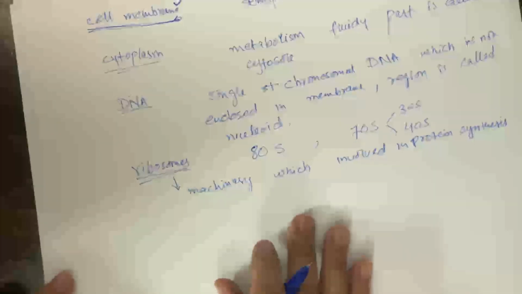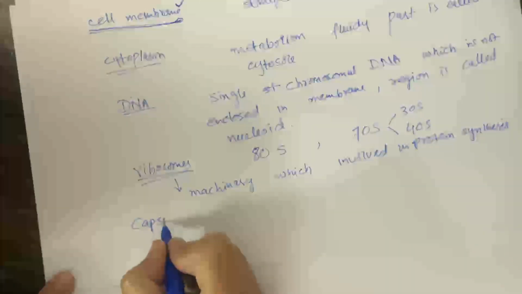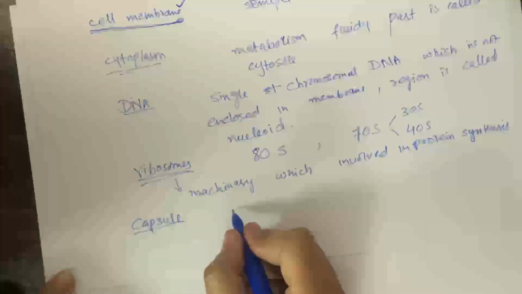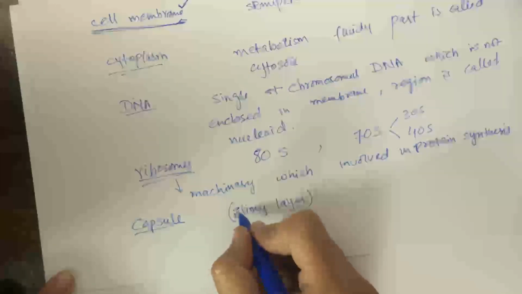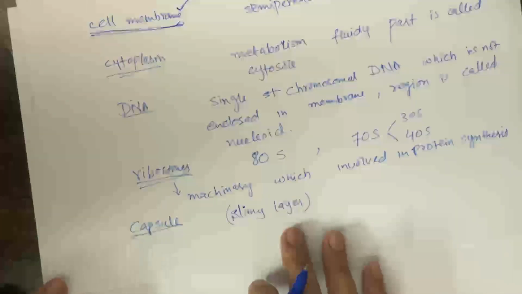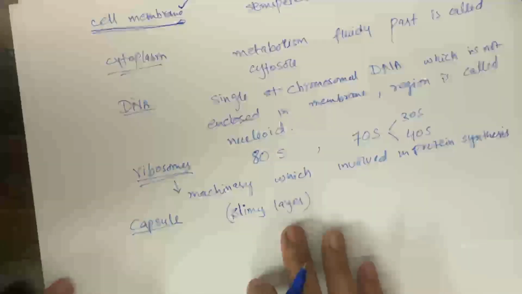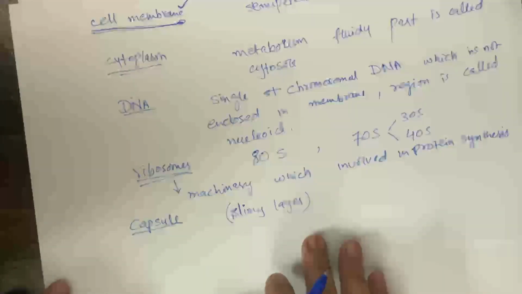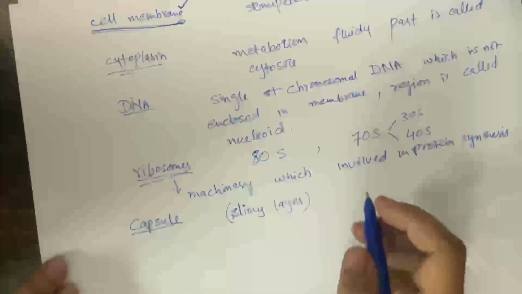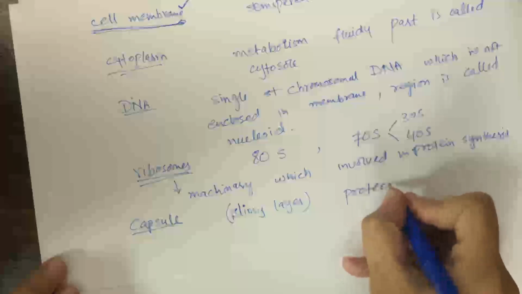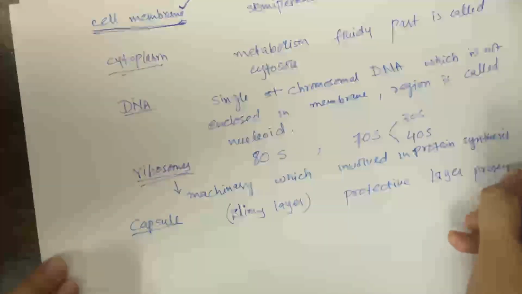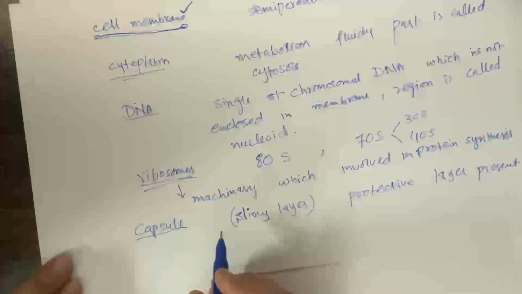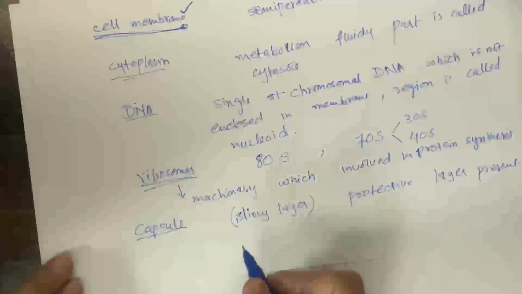Now we will come towards the additional structure present there, that is the capsule. The capsule is also called a slimy layer. It may be loose or rigid, but this slimy layer is an active protective layer, and it is made up of starch and glycolipids. It is present outside the cell wall.